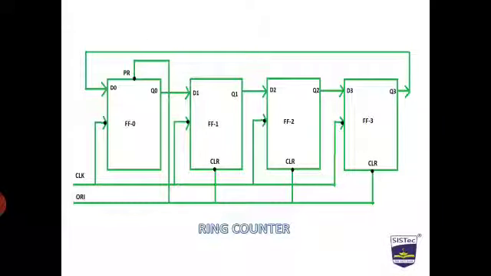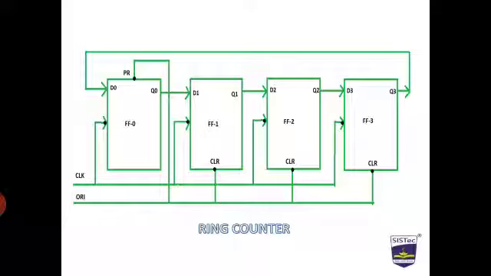So this is the figure of the ring counter. You can see the output of the last flip-flop is connected with the input of the first flip-flop. Q3 is connected with D0, Q0 is connected with D1, Q1 is connected with D2 and Q2 is connected with D3. Here you can see in the last 3 flip-flops we have taken a clear signal, while in the first flip-flop I have shown a preset signal.